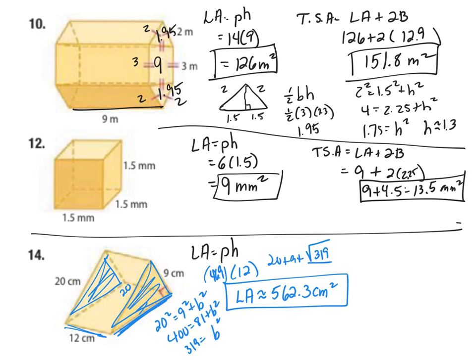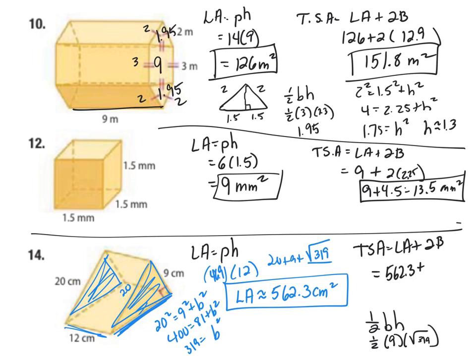Now my total surface area is the lateral area plus the two bases. And my lateral area is 562.3. My base is a right triangle. Now remember, it's not equilateral, and also it's a right triangle. So with a right triangle, my base and my height are always going to be the two sides that make the right angle, because they have to be perpendicular to each other.